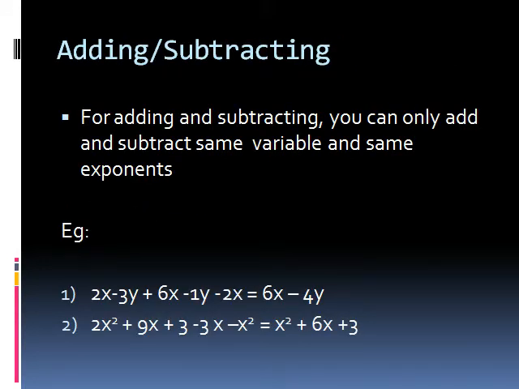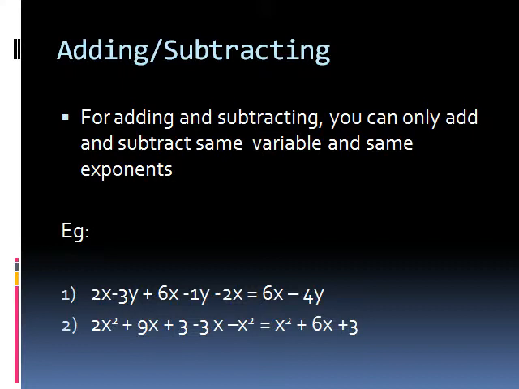So now let's go to the basics of how we deal with variables in algebra. The most basic operations, as you can see, are adding and subtracting. A note for this is you can only add and subtract the same variables and in the same order of exponent. So if you see here in example 1, 2x minus 3y plus 6x minus 1y minus 2x.